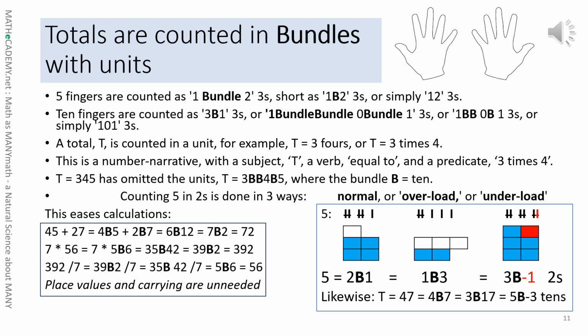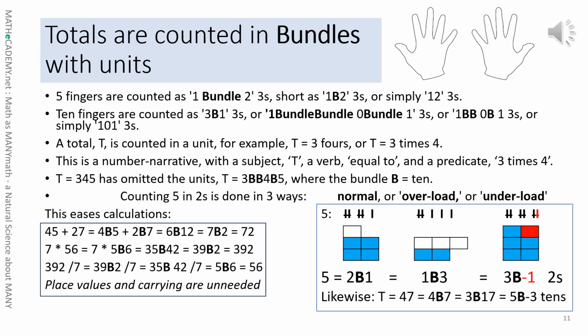A total, t, is counted in a unit, for example, t equals 3 fours, or t equals 3 times 4. This is called a number narrative, with a subject, t, a verb, equal to, and a predicate, 3 times 4. In the total, t equals 345, we have omitted the units, t equals 3 bundle bundle, 4 bundle, 5, where the bundle, b, is 10.